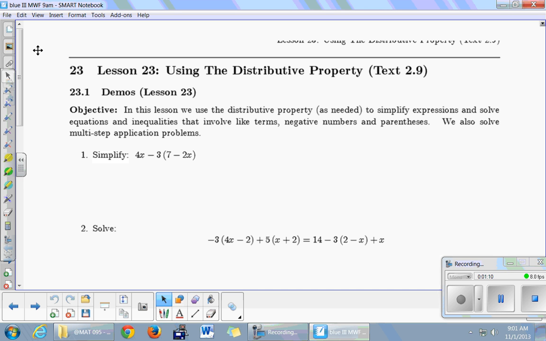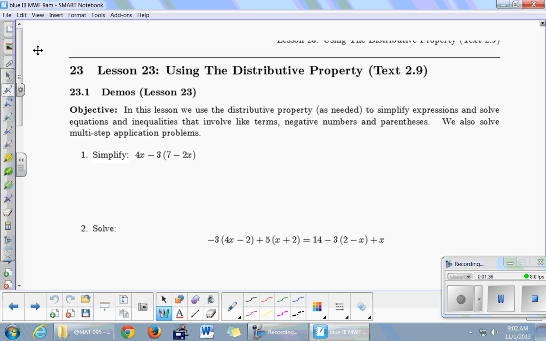Can we go to Dwight? Dwight, the objective. In this lesson, we use distributive properties as needed to simplify expressions that involve like terms and numbers. We also solve multiple-step equations. Okay, thank you. So let's start with number 1.